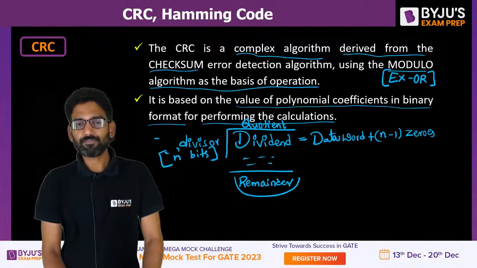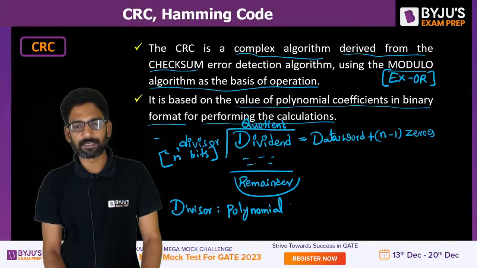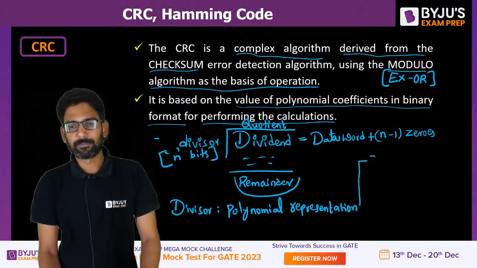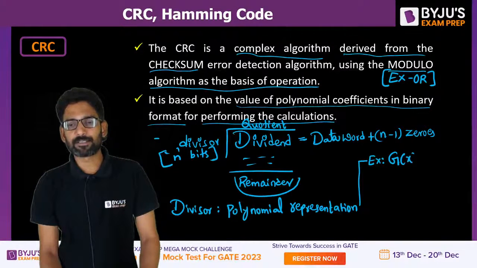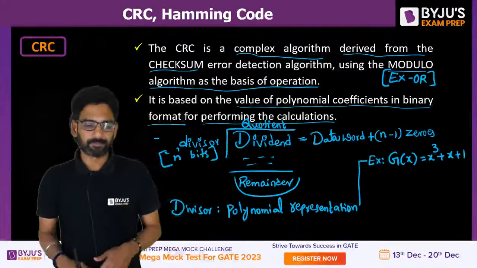Now, the divisor is always given to us in polynomial form. In polynomial representation, the divisor is always specified. Sir, what is polynomial representation? For example, the divisor function g of x is given as x cube plus x plus 1. We will be given the divisor in this way.